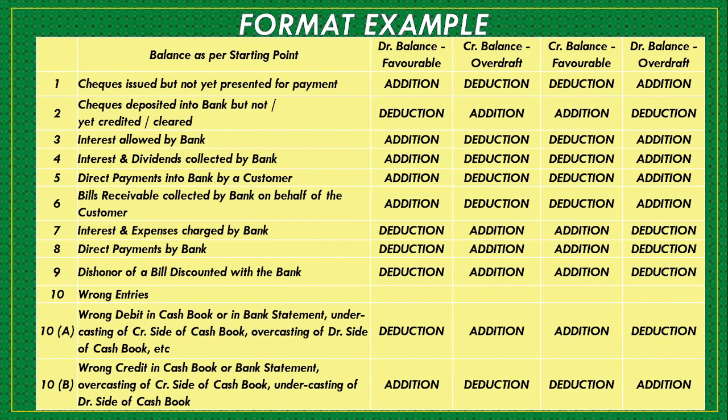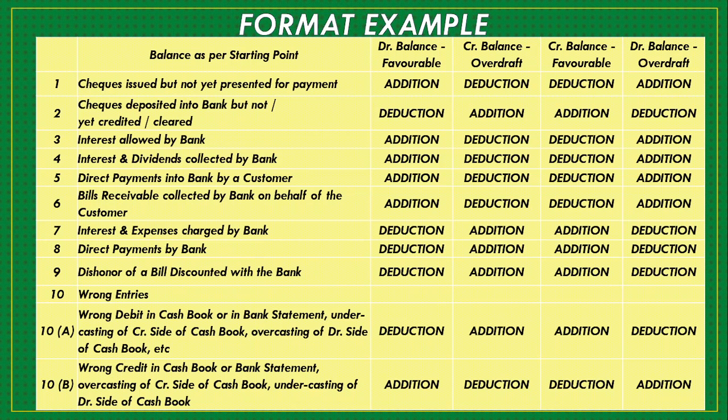Number 9, dishonor of a bill discounted with the bank. If your starting point is debit balance favorable, it will be deduction. If your starting point is a credit balance overdraft, it will be addition. If your starting point is a credit balance favorable, it will be addition. And if your starting point is debit balance overdraft, it will be deduction.